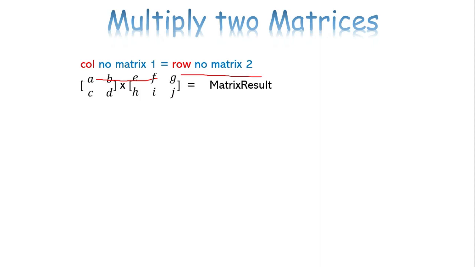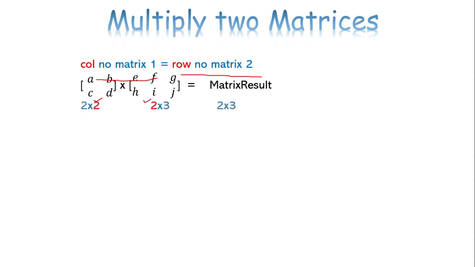Now let's see how to multiply two matrices. You can only multiply two matrices if their dimensions are compatible, which means the column number of matrix 1 has to be the same as the row number of matrix 2. Here is an example. To be able to multiply these two matrices, you have to make sure that the column number of this matrix is the same as the row number of this matrix.